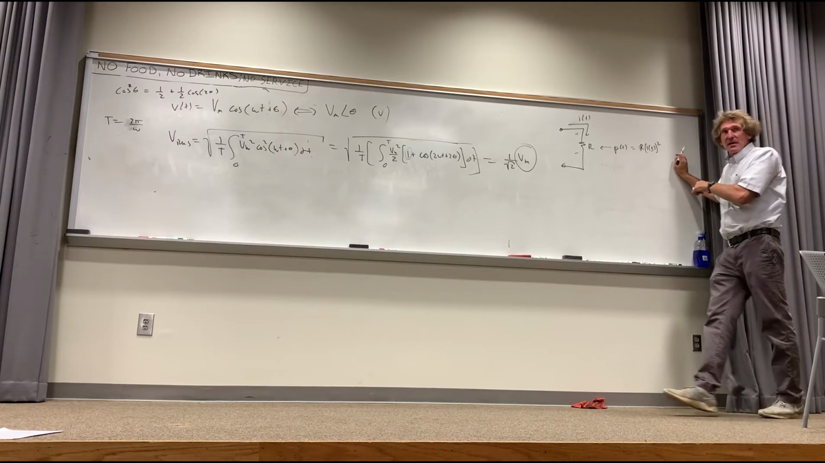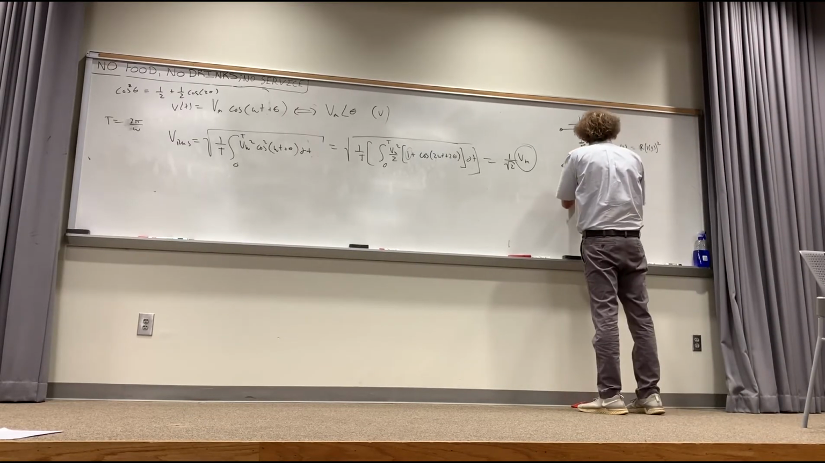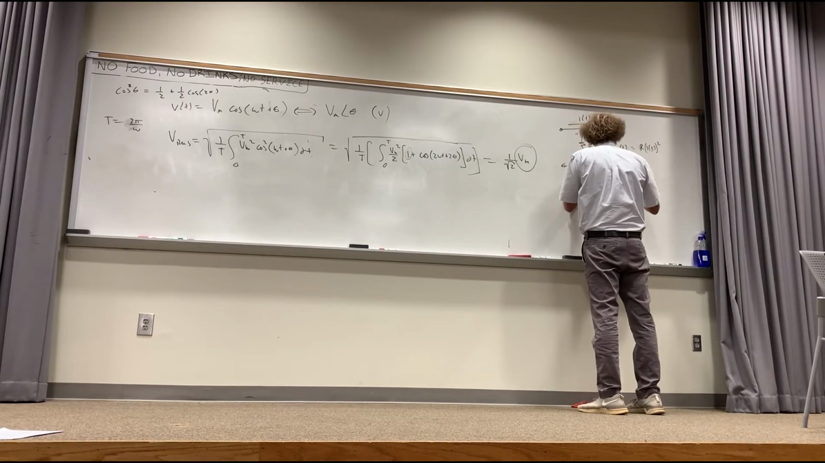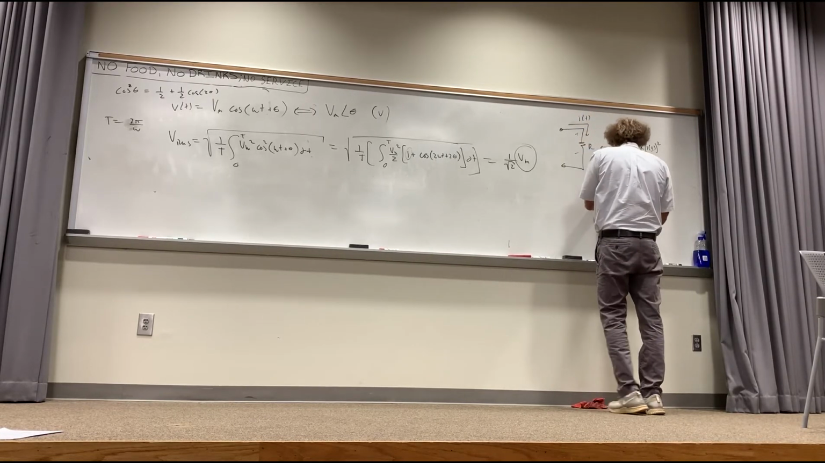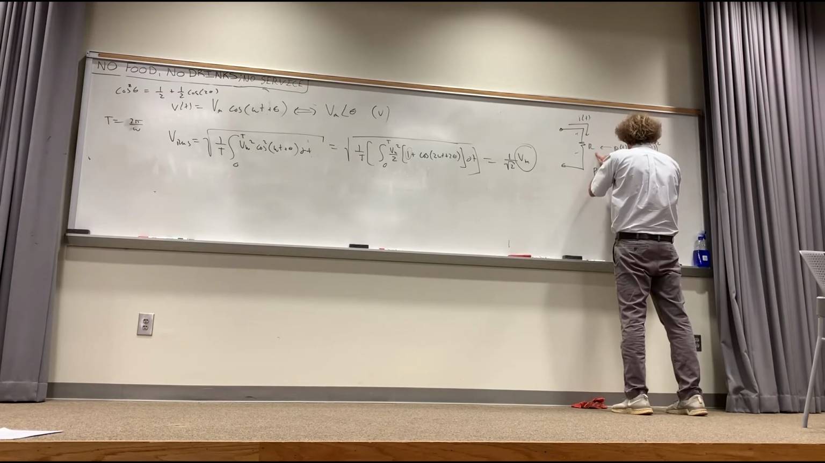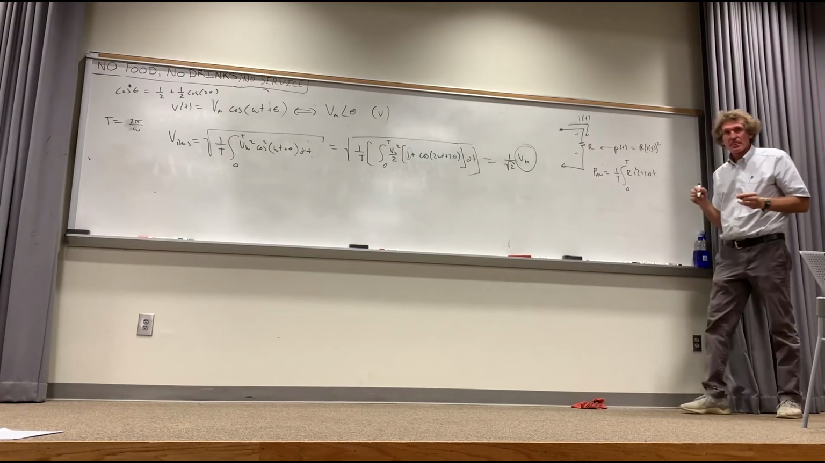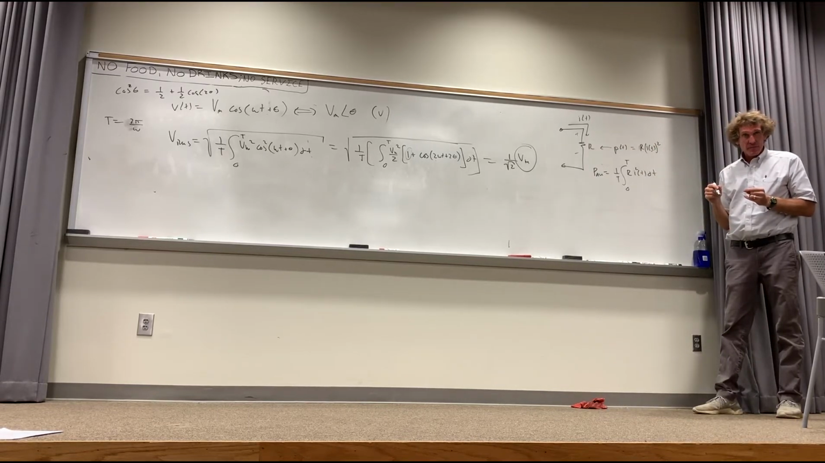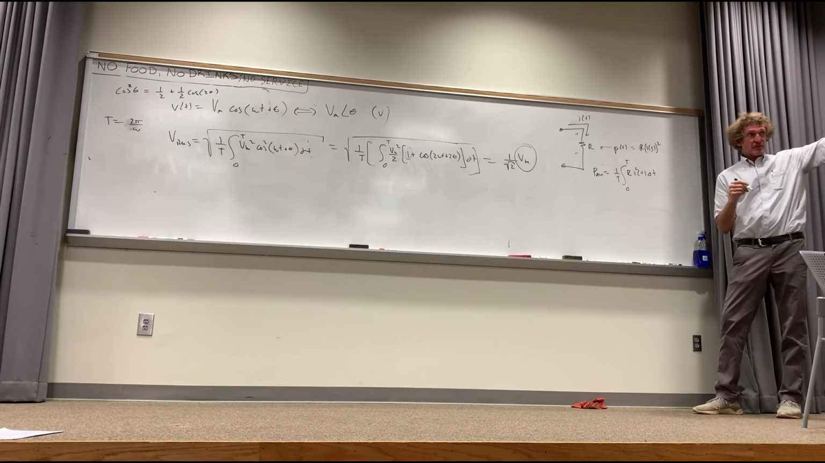what's the average value of power? Well, P_av would be equal to 1 over T, the integral from 0 to T of P of t, which is R times I of t squared dt. Do you agree with that? Agreed? How many see this?